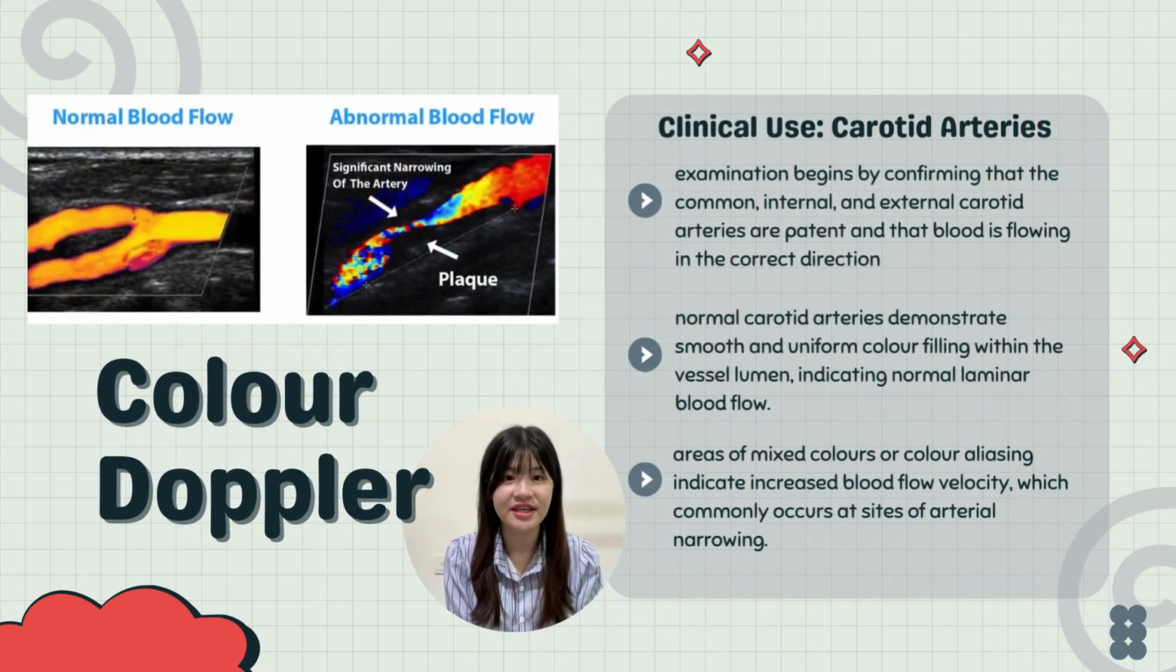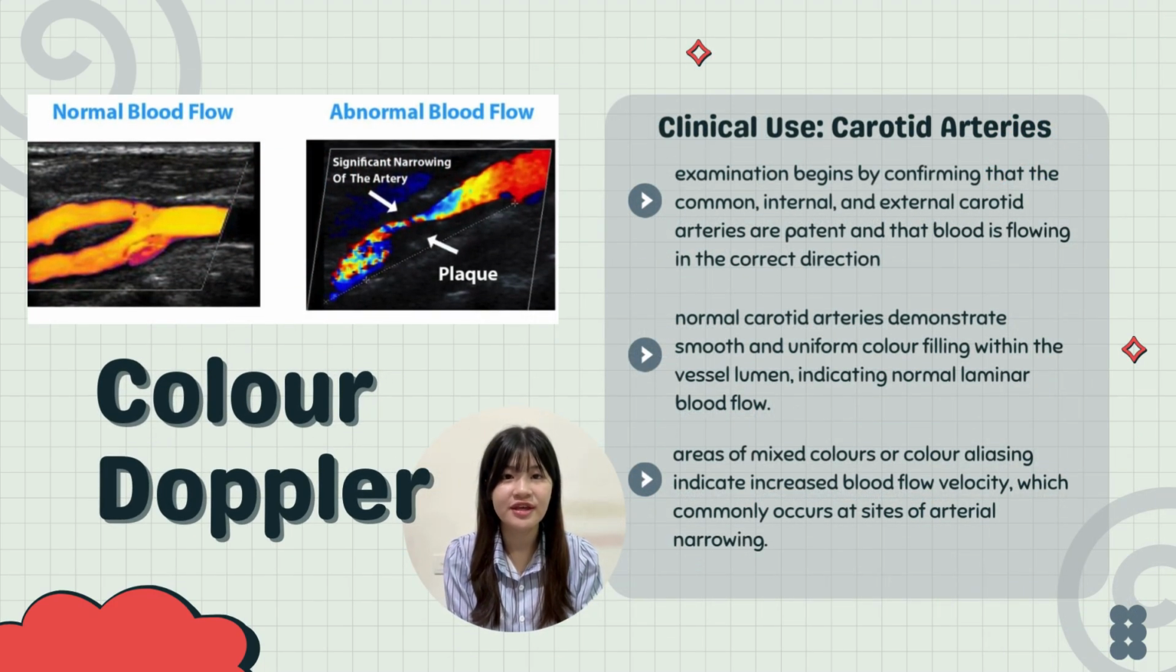Ultrasound is used to assess blood flow in the carotid arteries, which supply blood to the brain. The examination begins by confirming that the common, internal, and external carotid arteries are patent, and that blood is flowing in the correct direction. Normal carotid arteries demonstrate smooth and uniform color filling within the vessel lumen, indicating normal laminar blood flow.